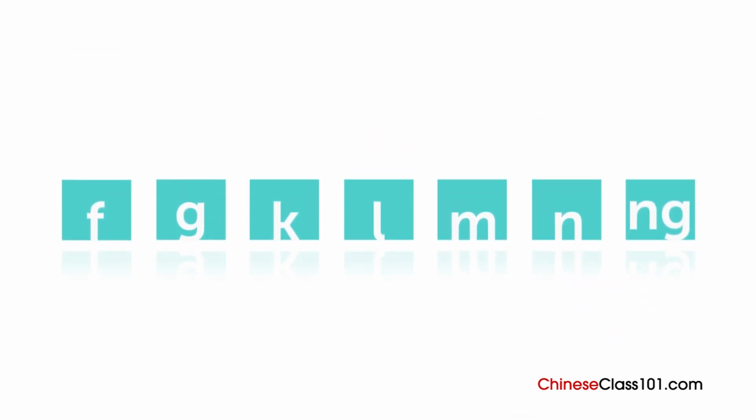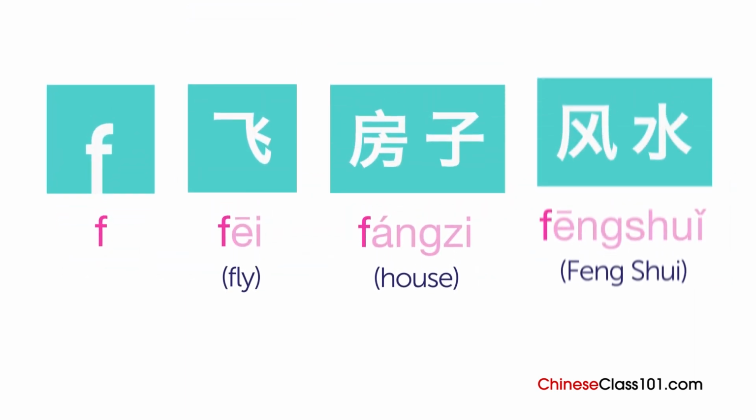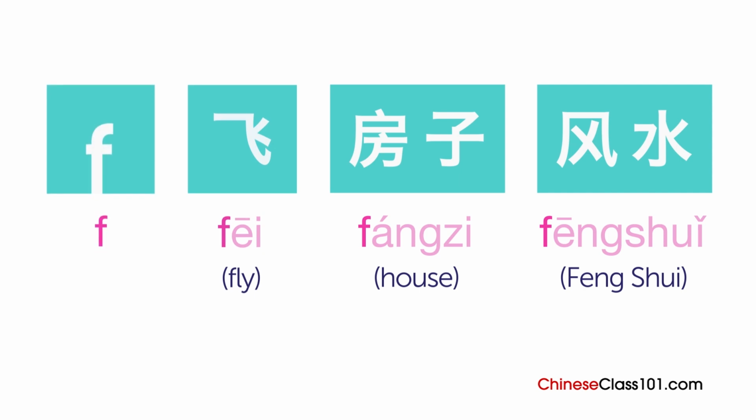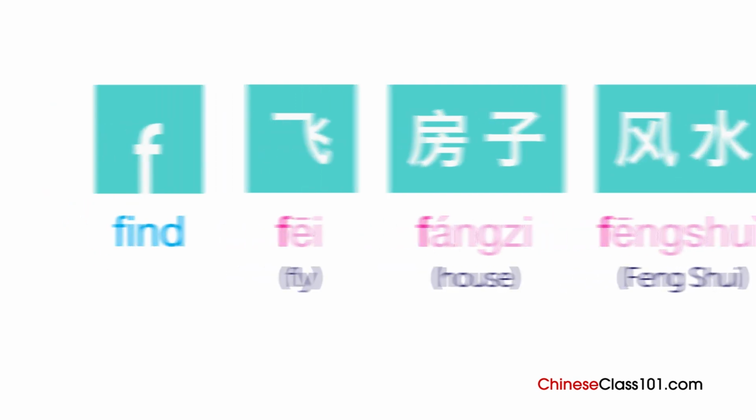In this lesson, you'll learn 7 Chinese consonants: f, g, k, l, m, n, ng. These consonant sounds are identical to the ones in English, so they should already be familiar to you. Are you ready? Then let's get started. The first consonant is f. 飞，房子，风水. Like the F in the word find.